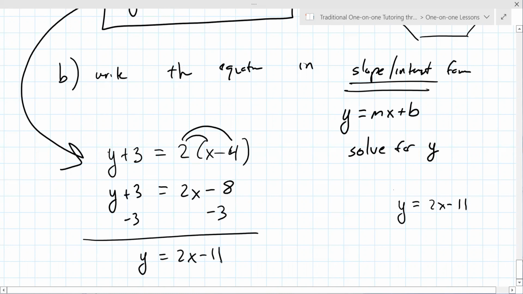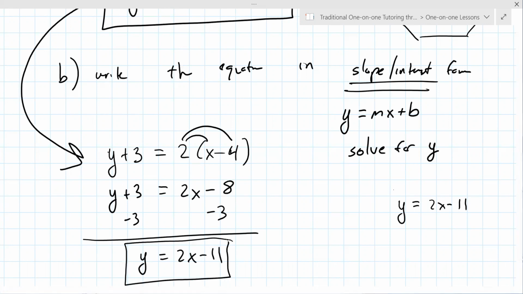I heard some words like parentheses. There are no parentheses in this answer. There were 0 parentheses. Okay, let's try this process one more time.